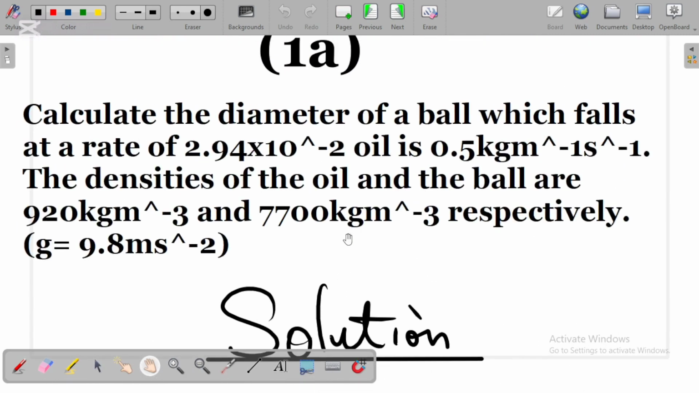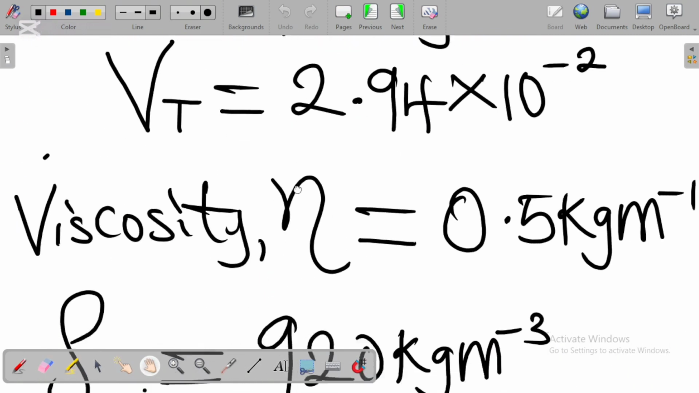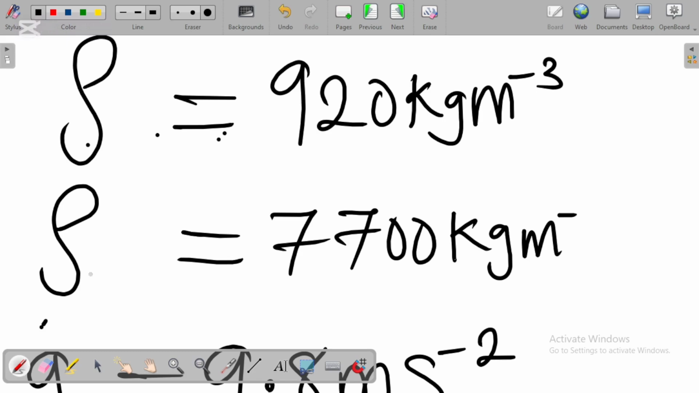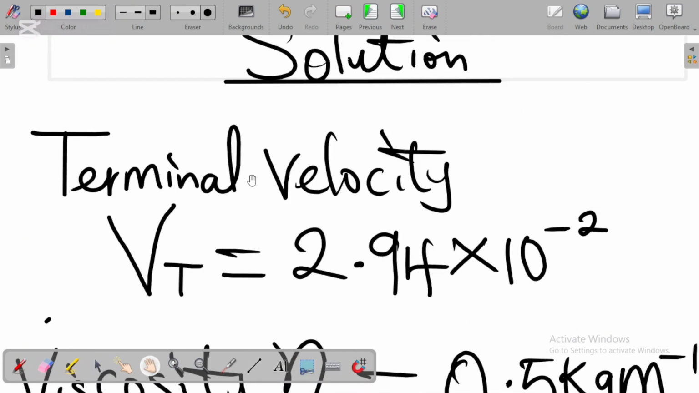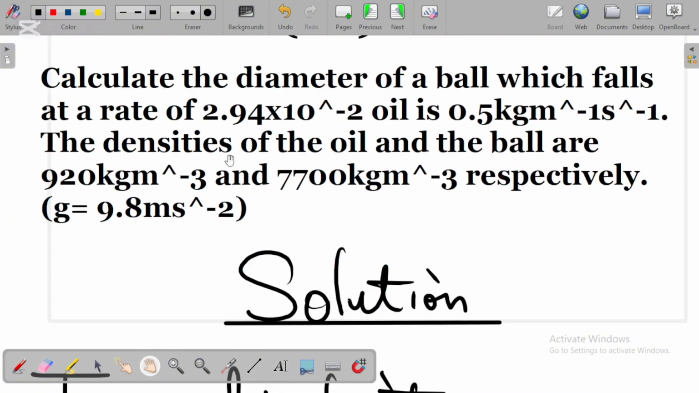So the density of the ball becomes what? Alright, so the density of the ball is rho naught, and this other one is rho subscript F. Remember, we are given the density of the ball. The densities of the oil and ball are 920 kilogram per meter cube and 7,700 kilogram per meter cube respectively. So 7,700 kilogram per meter cube is the density of the what? Of the ball.